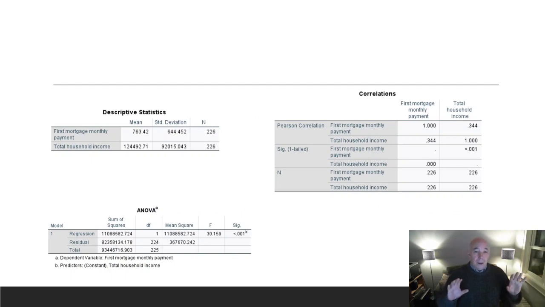So F is your test statistic. The significance follows that. When you report that to me, you would report F equals 30.159, P is less than 0.001. P is less than 0.05. We're going to reject the null and suggest the alternative. That's how you write it.